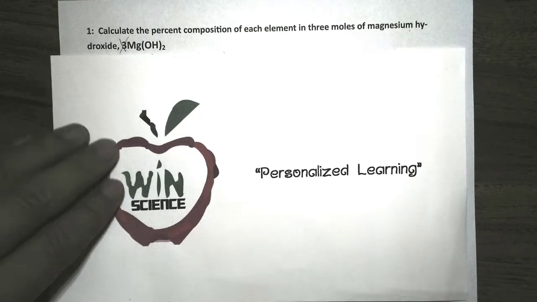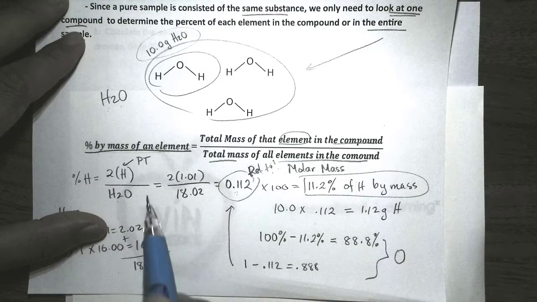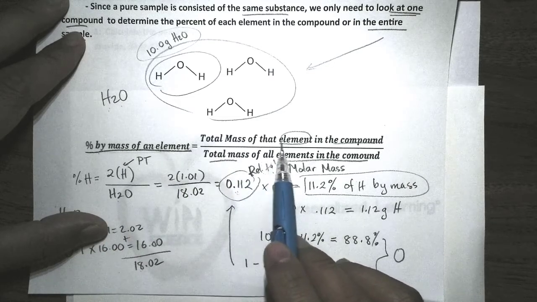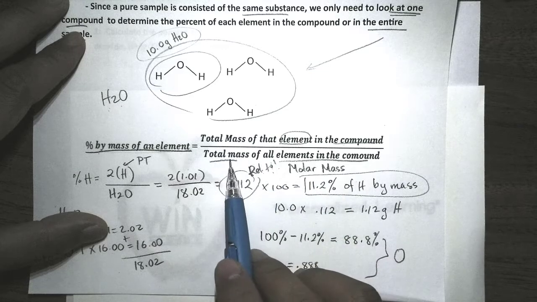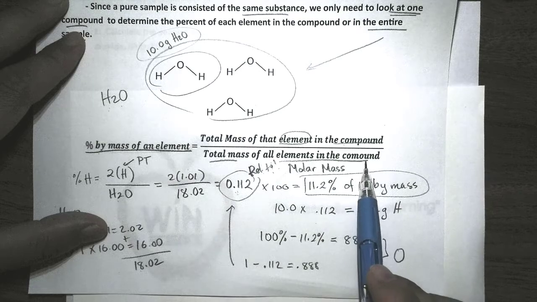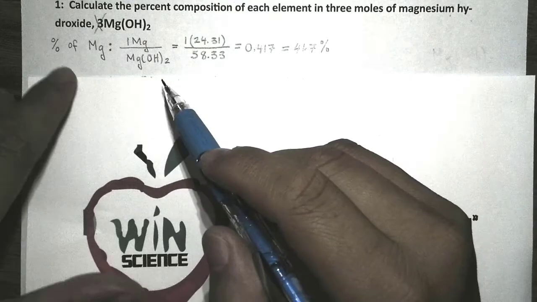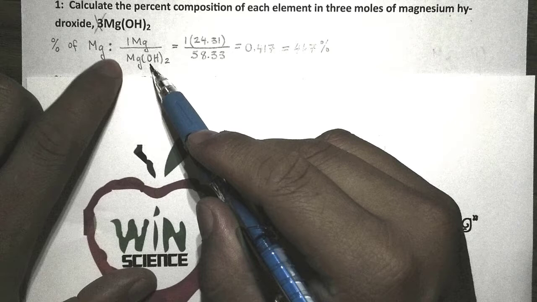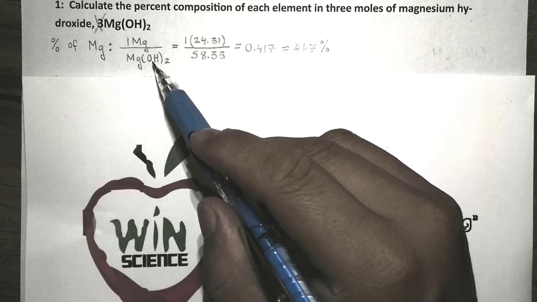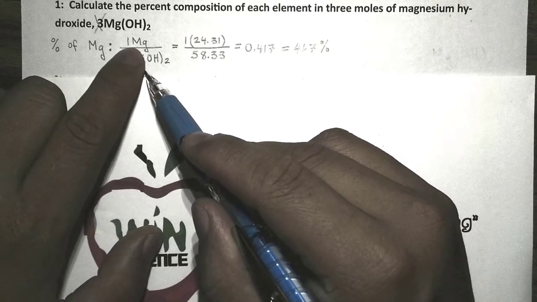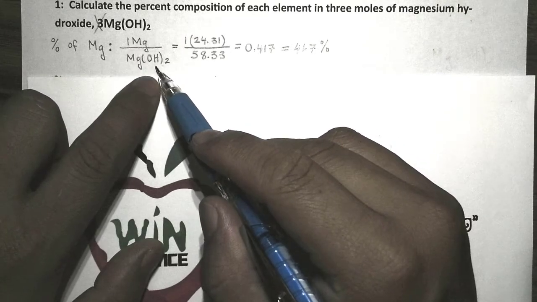So let's look at the first one that we have. And again, here is the formula to find percent by mass of an element: the total mass of an element in a compound over the total mass of all the elements in the compound. And we are only looking for one compound, okay? So keep that in mind. So for the percentage for magnesium, if we look at the compound, notice I don't have the 3 because we only need to focus on 1 mole. So in magnesium hydroxide, I have only 1 Mg. And then, of course, over the compound.